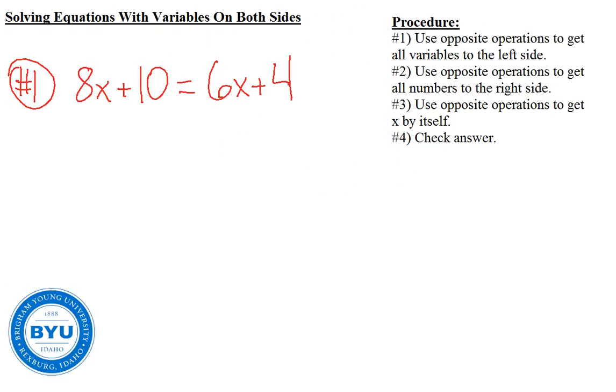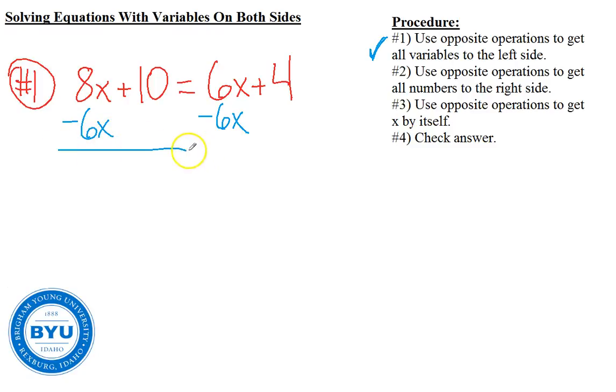Let's take a look at this one here. So I've got 8x plus 10 equals 6x plus 4. I need to get all the x's to the left side. So notice I've got the 6x on the right side. I don't want those there, so I'm going to need to move them to the left. Let's go ahead and minus 6x to both sides. Again, I use the opposite operation. Here they're being added, and I'm going to minus 6x to both sides.